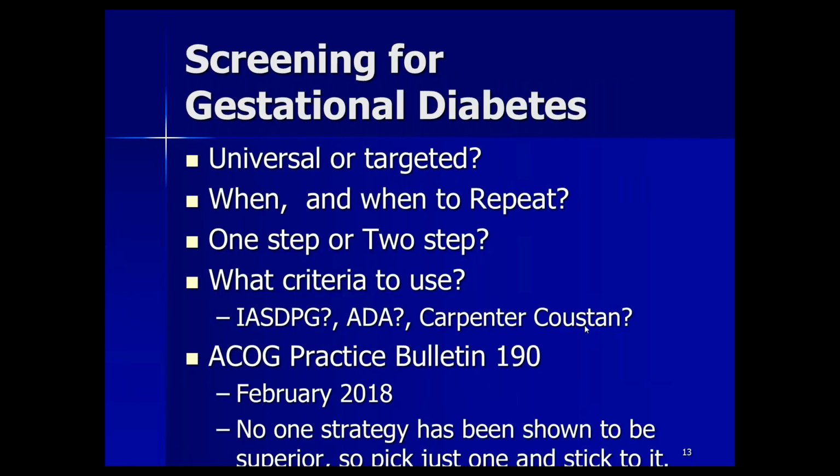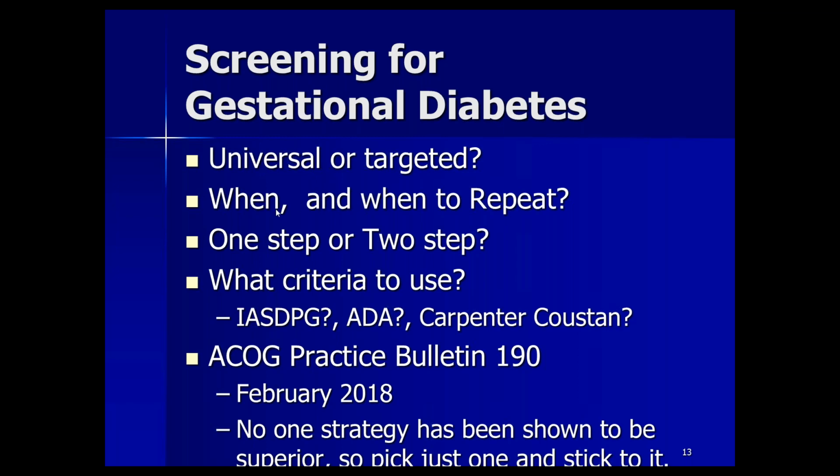Okay, so now that I've shown you that we have a disease and that treatment prevents complications, let's talk about the various screening strategies that are out there. And here are some of the controversies with this. Do you screen everybody universally, or do you just go for a targeted population? The problem with a targeted population is that you may miss people who you should have targeted. The problem with universal screening is that you may diagnose somebody for whom the disease is either mild or minimal.